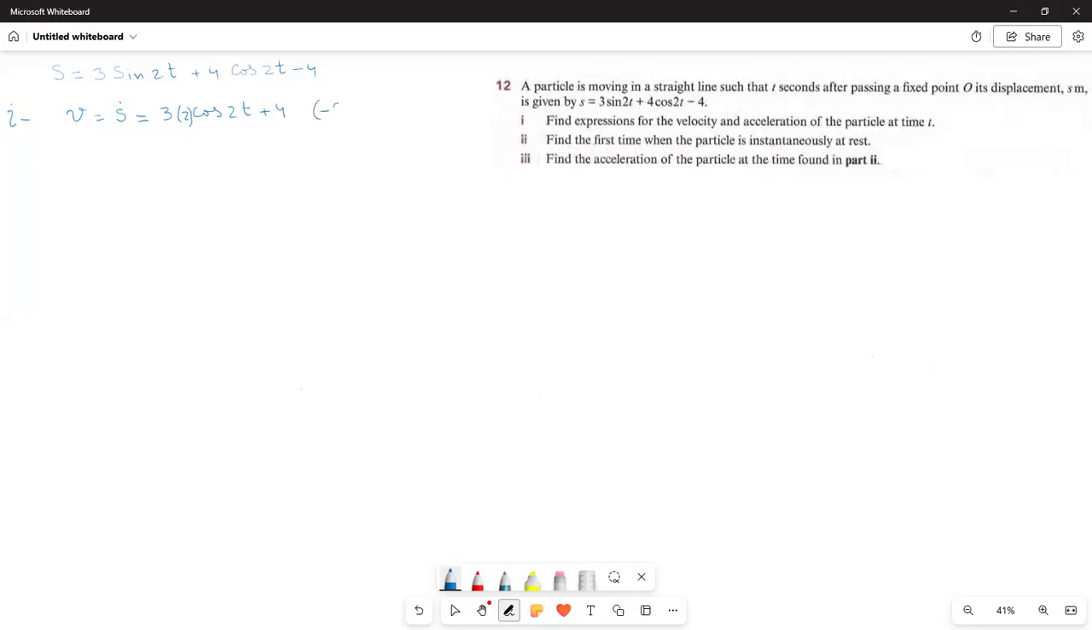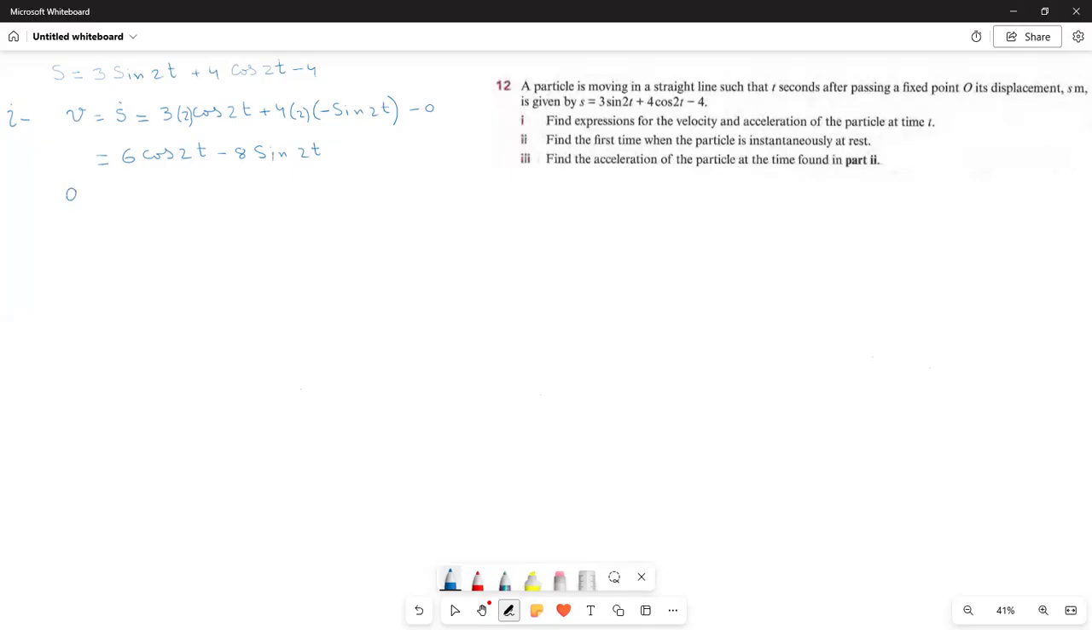So this is minus sine 2t, and the derivative of 2t is 2, so we will multiply in the beginning, and the derivative of 4 is 0. So let's simplify it a little bit. It's going to be 6 cosine of 2t minus 8 sine of 2t. Right? That's it. So this is the velocity.